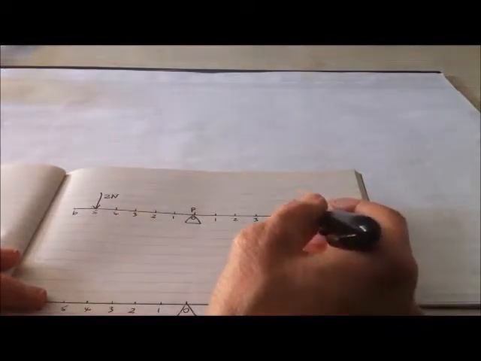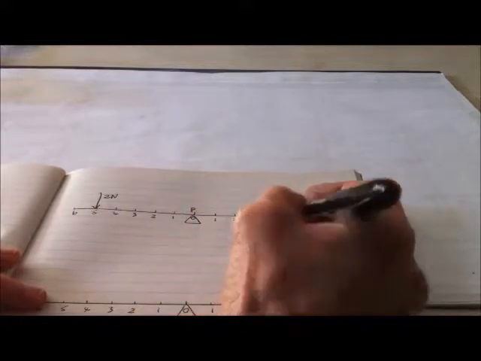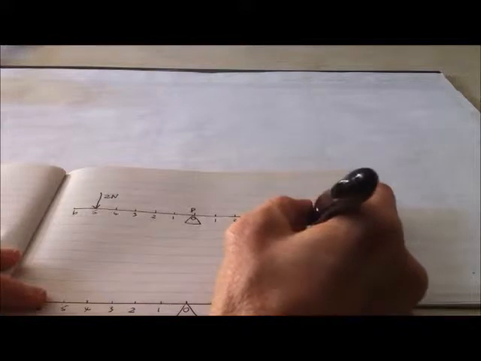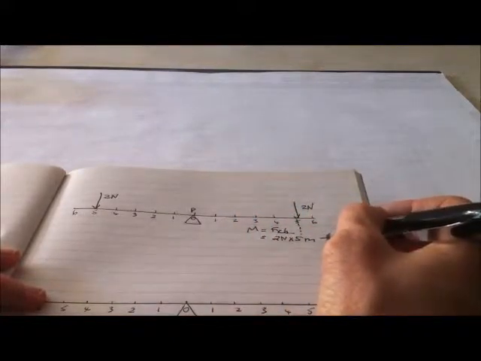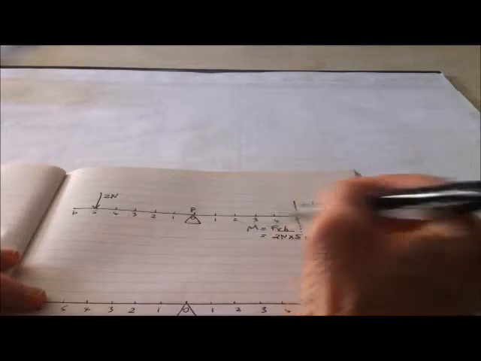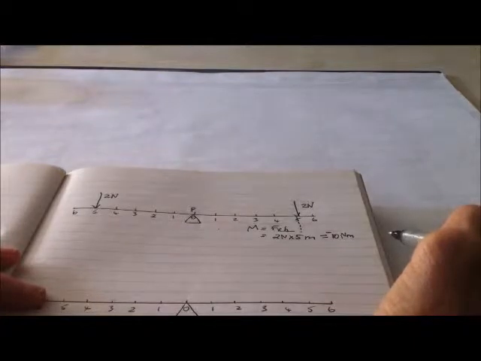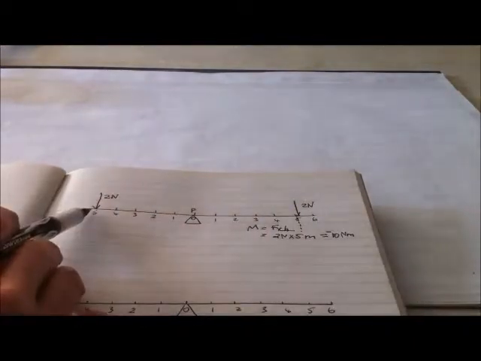So here the force is 2 newtons and the perpendicular distance is 5. Two newtons times 5 metres is equal to 10 Newton metres. And because it's in the clockwise direction, it's negative. So you write down what the moment is from this force.